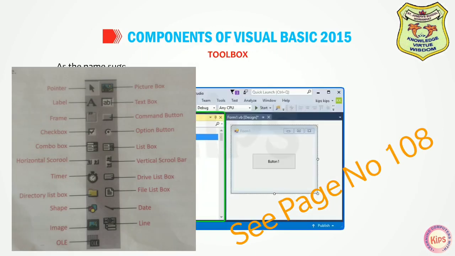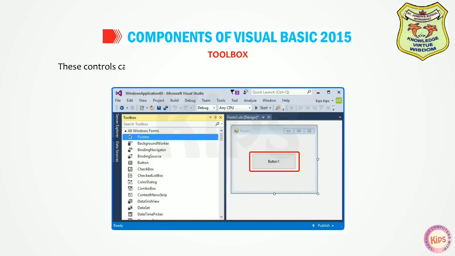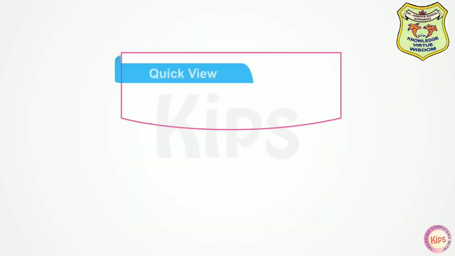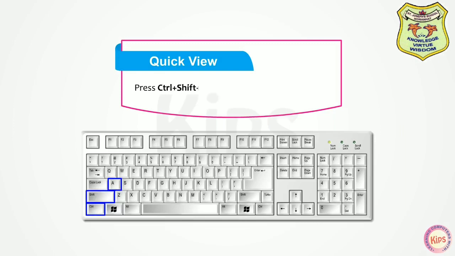Toolbox. As the name suggests, the toolbox contains various controls such as button, text box, label, etc. These controls can be added to the forms by dragging and placing them at the desired location. Okay, let us take a quick view. Press F7 key to open the code window. Press Ctrl plus Shift plus A key combination to add a new form in the project.